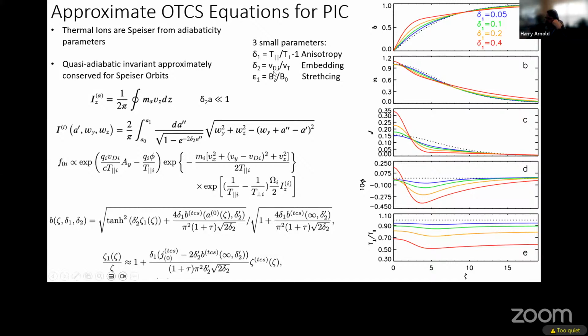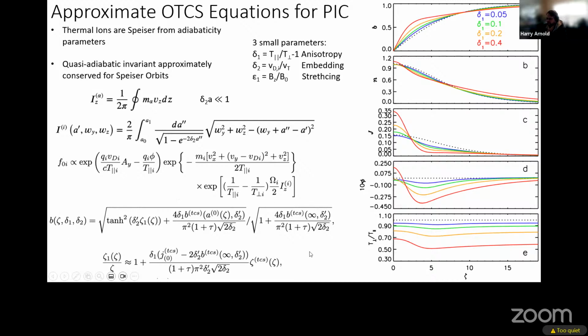And in the Harris equilibrium, this is effectively the drift speed of the ions in the out-of-plane direction. And finally, we have this stretching parameter, which, because we're interested in a magnetotail-like geometry, we start off with some BZ, and this controls just how strong that initial BZ is, which stretches your magnetotail field lines. And so you do a ton of math and you use these small parameters and make those assumptions, and you end up with this equation for the magnetic field right here.